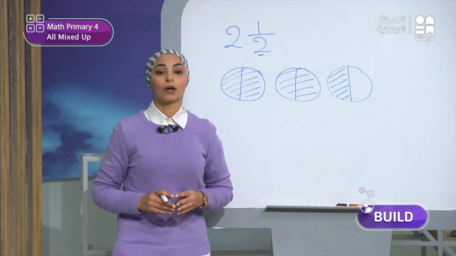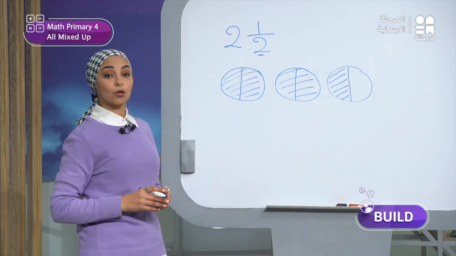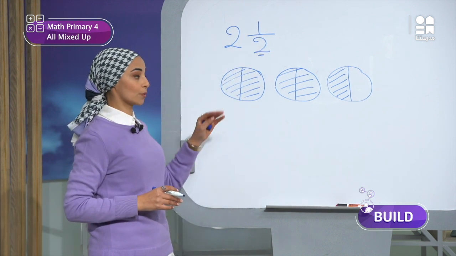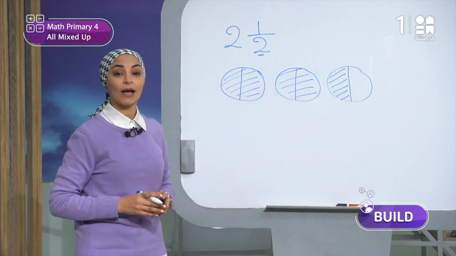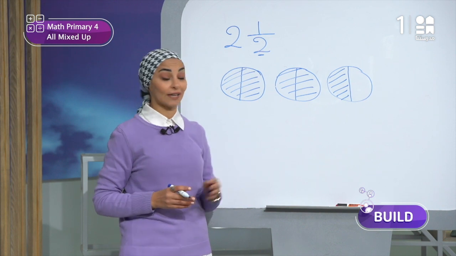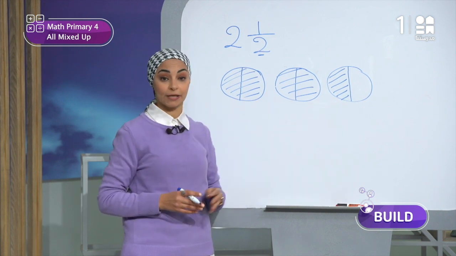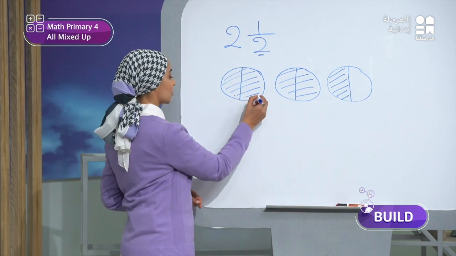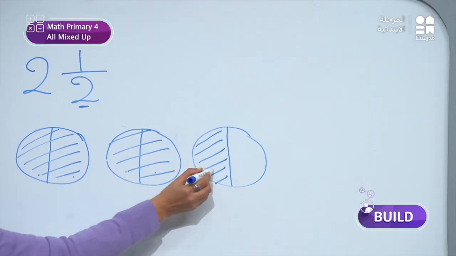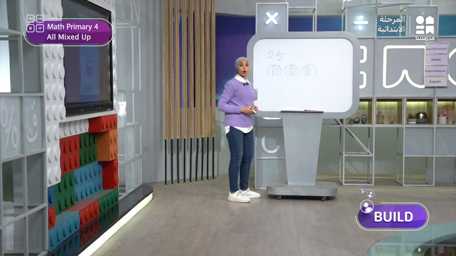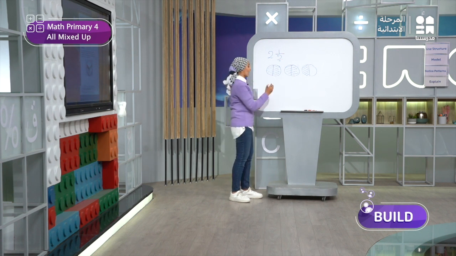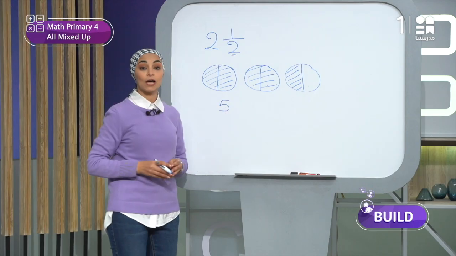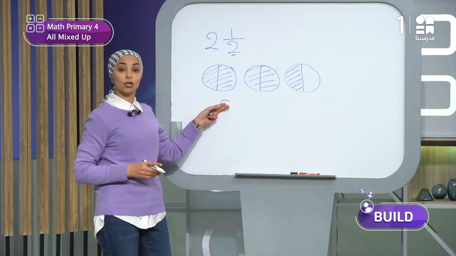Okay, now we will divide them into two parts because the denominator here is 2, and that's why I divide each circle into 2. Now let's count the parts all together. I want to know how many parts I have here. 1 2 3 4 5 6, right? Okay, I have 6 parts, but how many shaded parts? I have 5 shaded or colored parts, and this is the numerator.